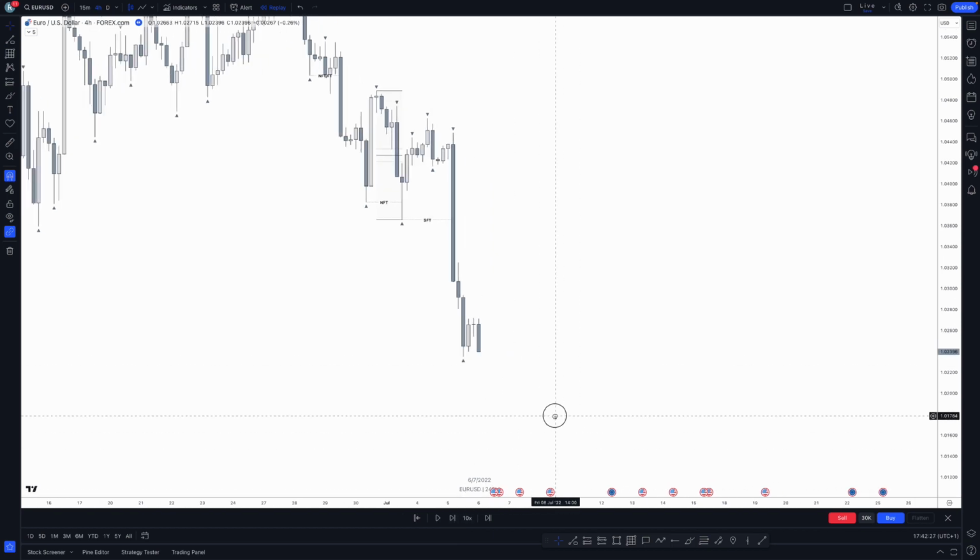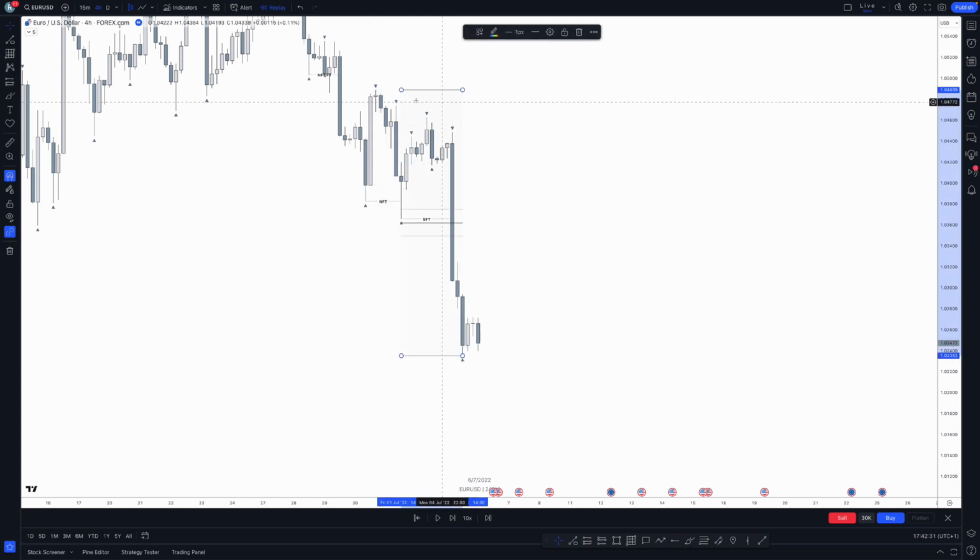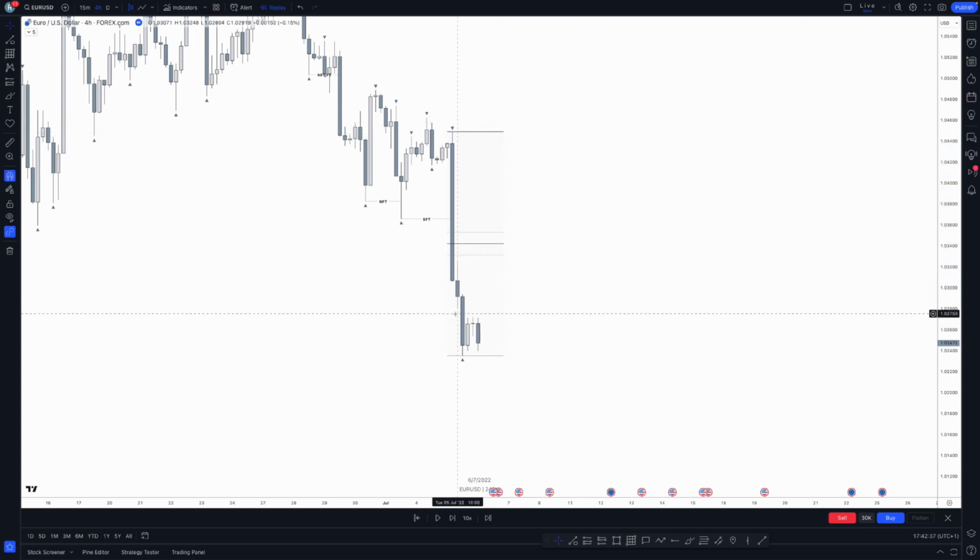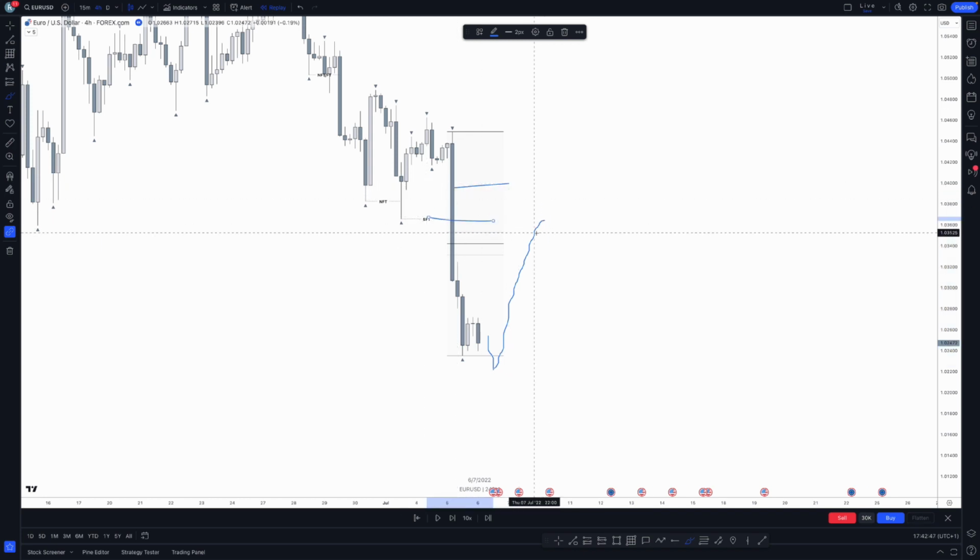So we now get a pullback, and with this range being so high, our range would be from this low to this high. So with our range being so big, what might happen now is we might come down, get an interaction with this 4-hour low, maybe we get a no follow through bias, and then we could see trades back into sort of this area.